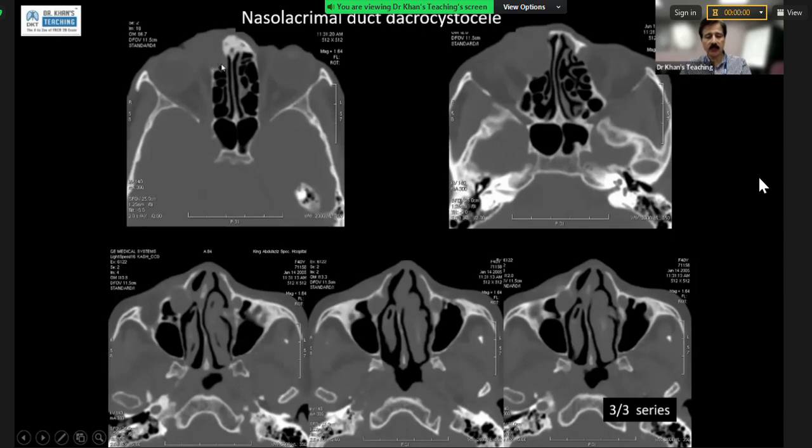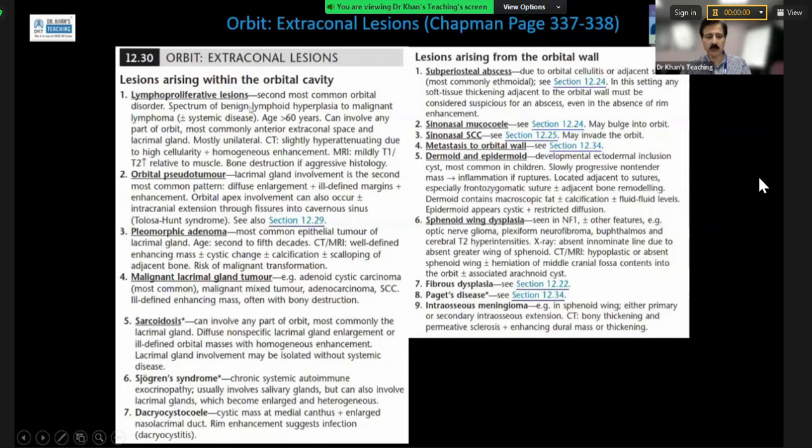So this is a very good case to learn anatomy. And you can see how it is dilating it. Look at this. So there is an expansion, and there must be an obstruction, and that is why there is an expansion.